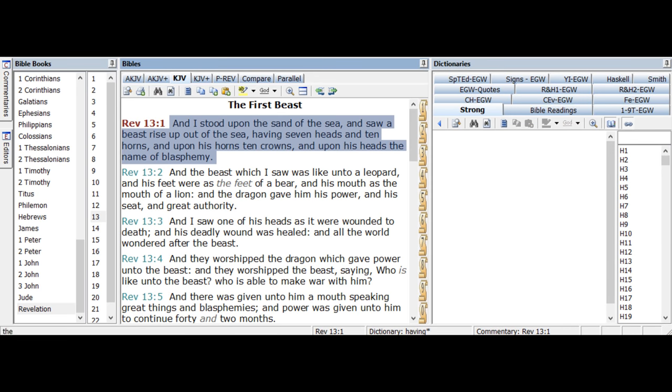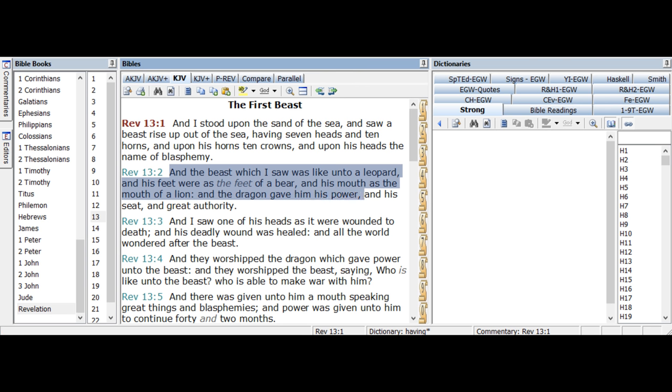And then it says, "And the beast which I saw was like unto a leopard, and his feet was the feet of a bear and the mouth of a lion. The dragon gave him his power and his seat and great authority." So who is the dragon here? Again, we have a beast with the name of blasphemy on his heads. The dragon gave him his seat and authority.